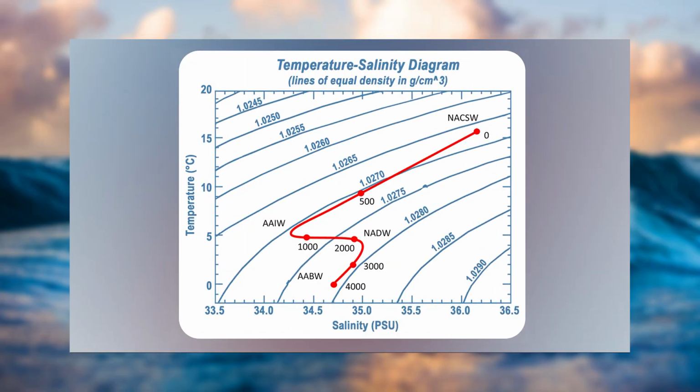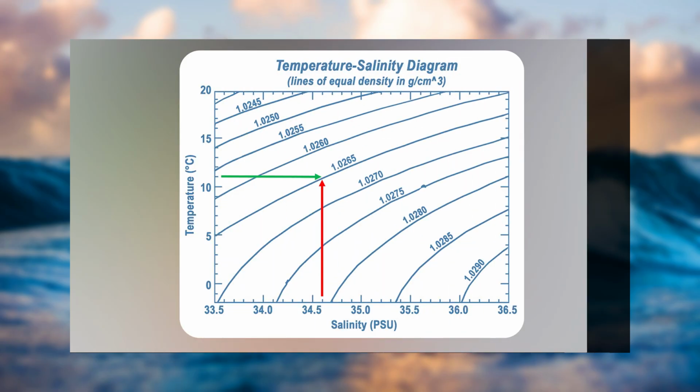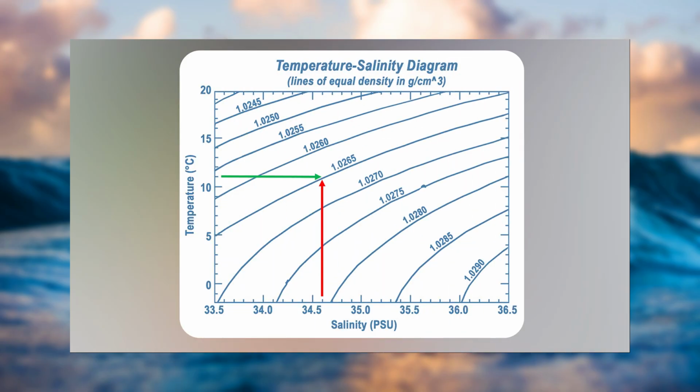The diagram also includes lines called isopycnals, which mark points where water has the same density for different combinations of temperature and salinity. After that, you can plot the temperature and salinity values on the diagram. From their intersection point, you can calculate the water density. For instance, a temperature of about 11 degrees combined with a salinity of 34.6 PSU leads to a density of 1.0265 grams per cubic centimeter.